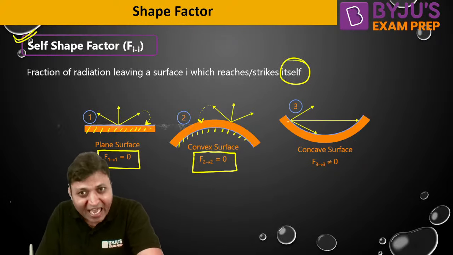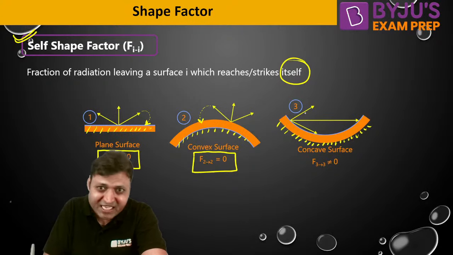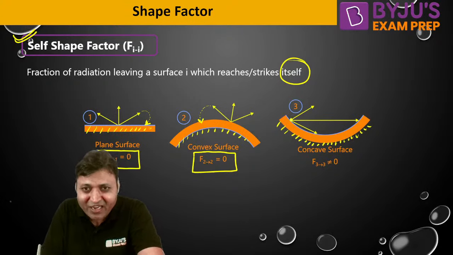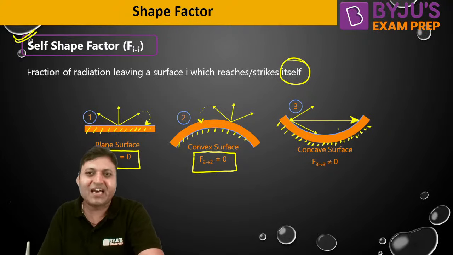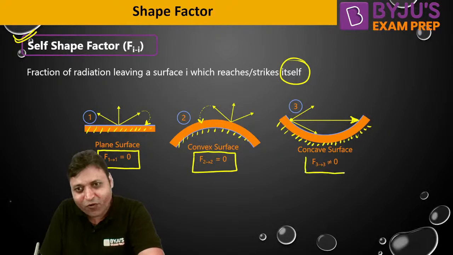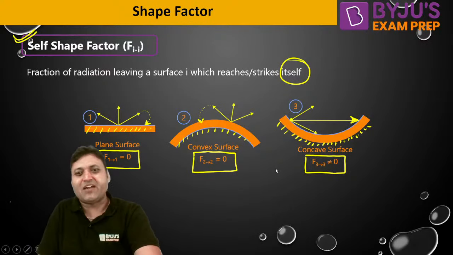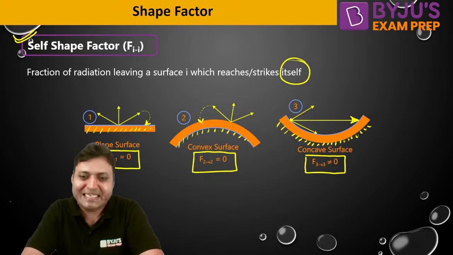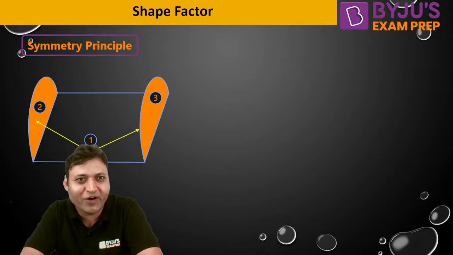But for a concave surface, this is the concave surface. For a concave surface, there is a possibility of the radiation leaving the surface and striking itself, isn't it? Even if they are traveling in a straight line. So for a concave surface, the self shape factor can be non-zero. I hope this is all fine to everyone.